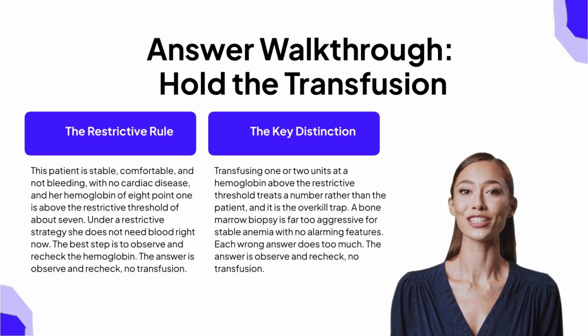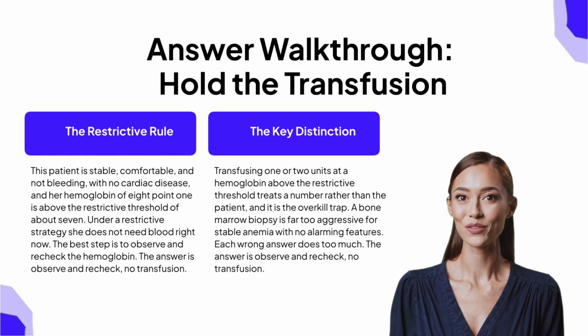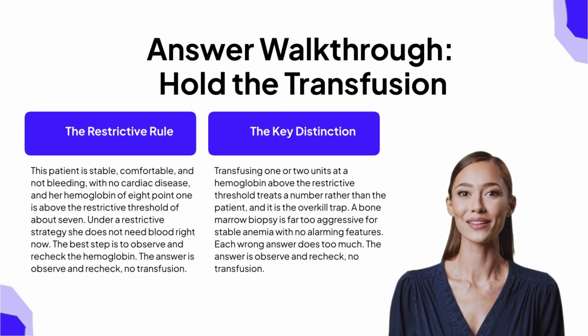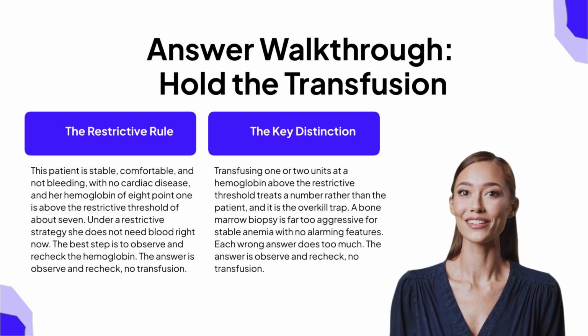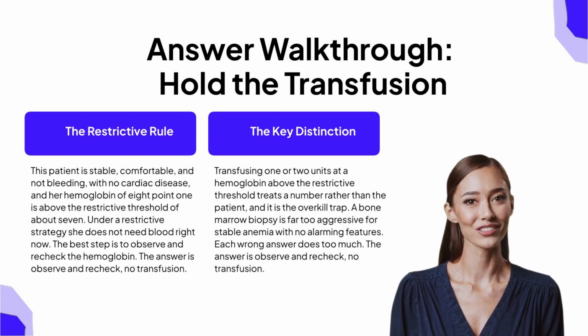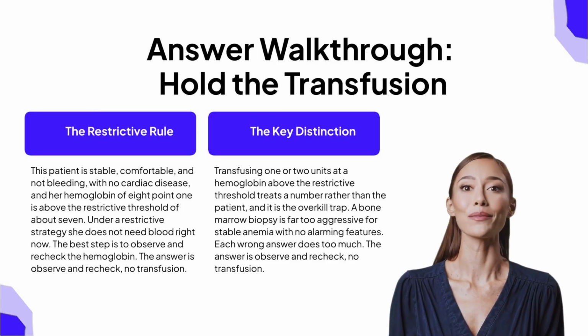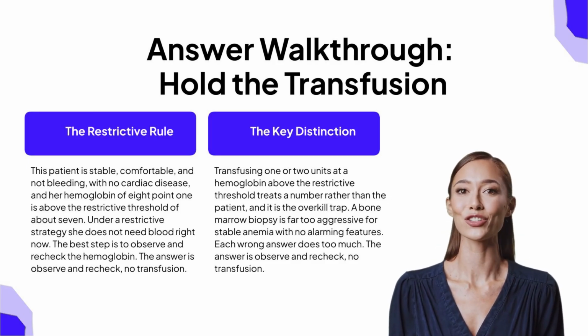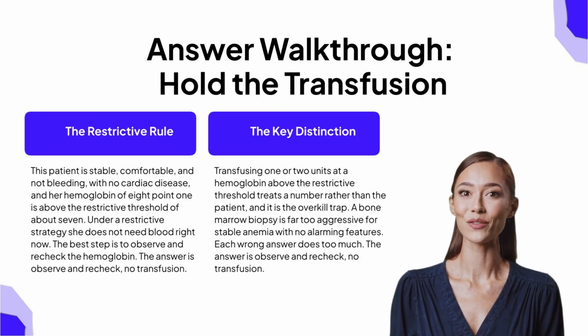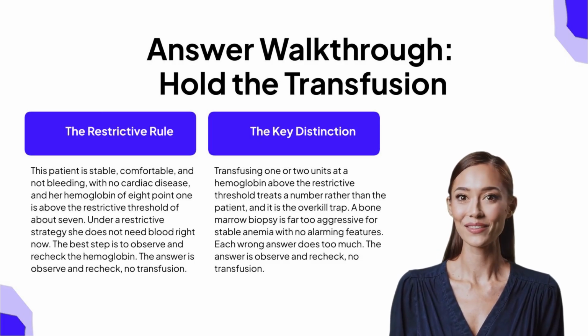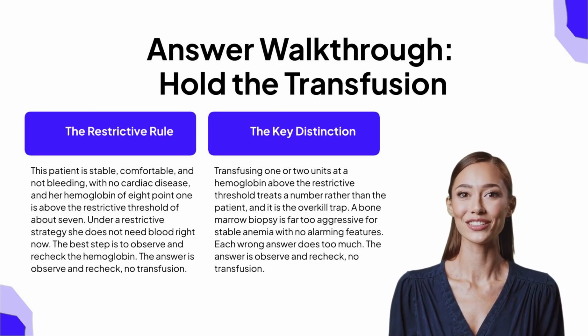First, the restrictive rule. This patient is stable, comfortable, and not bleeding. She has no cardiac disease, and her hemoglobin of 8.1 sits above the restrictive threshold of about 7 grams per deciliter. Under a restrictive transfusion strategy, she does not need blood right now, so the best step is to observe and recheck the hemoglobin.